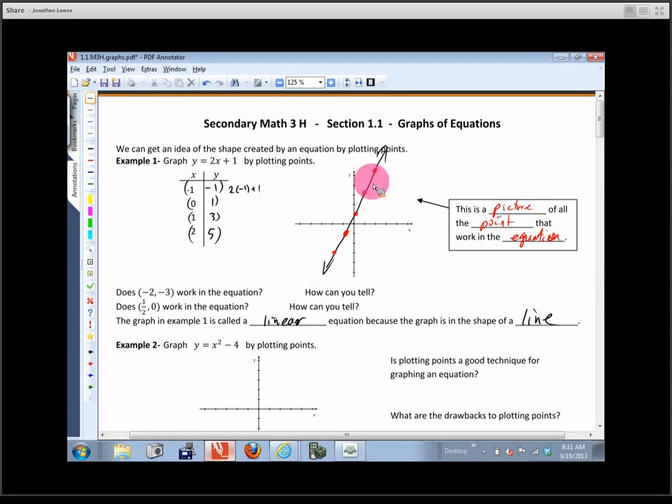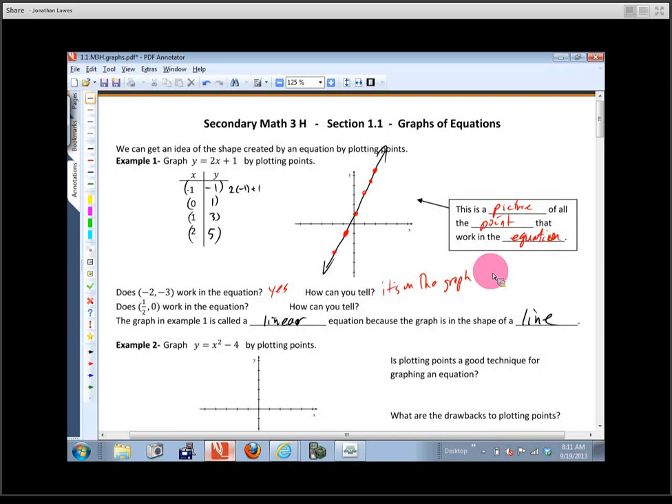Same with this point right here. That's not one of the ones that we did originally, but it's on the graph, so it would work in the equation. So does that one work in the equation? Yes, it does. How can we tell? It's on the graph. It's on the graph of the equation. It's on the graph of that linear equation.